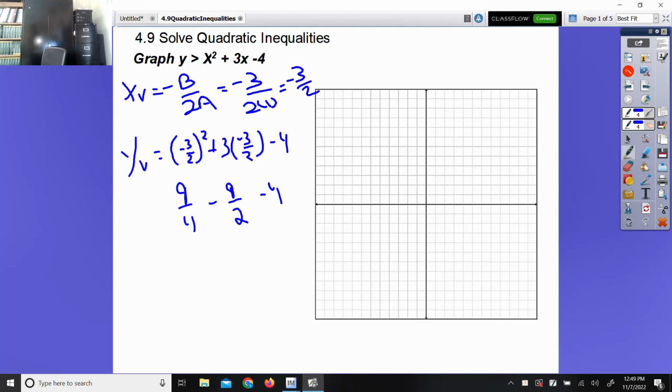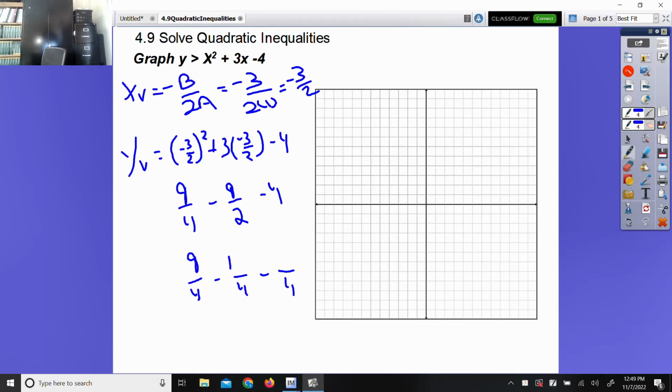You have to have something in common to add 3 fractions together. A common denominator. What do you think the common denominator is going to be? 4. It should be 4. So everything becomes over a 4. 9 quarters stays 9 quarters. What does 9 halves become? 18 quarters.